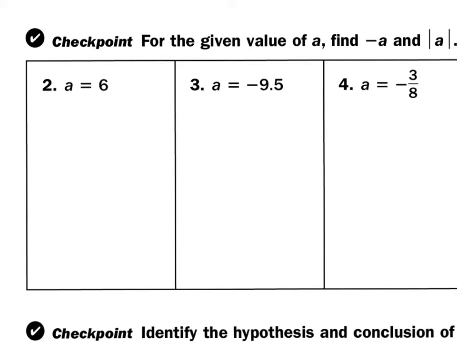So in our checkpoint, we're going to find two things for A. We're going to find its opposite, which is denoted with this, and its absolute value. So the opposite of 6 is negative 6. The absolute value of 6 is 6. For number 3, if A is negative 9.5, its opposite is a positive 9.5, and its absolute value is a positive 9.5. And for 4, the opposite of negative 3/8 is a positive 3/8, and its absolute value is also a positive 3/8.